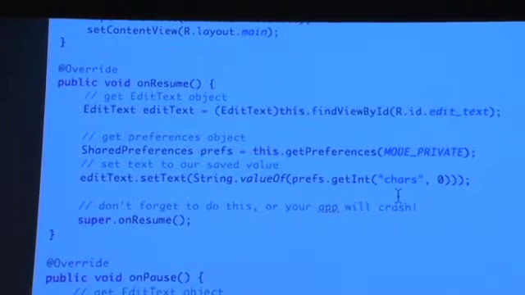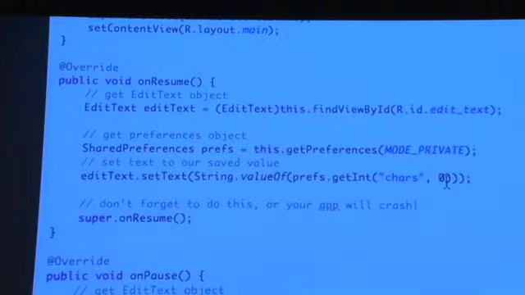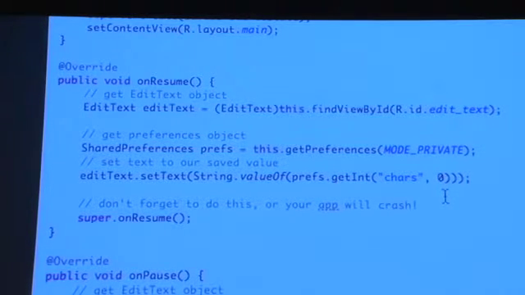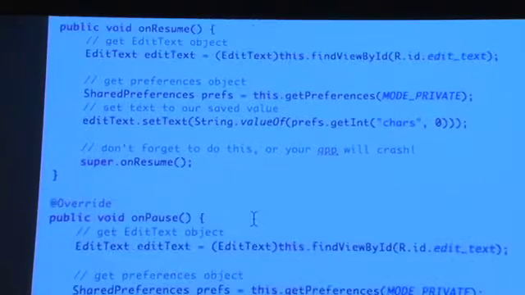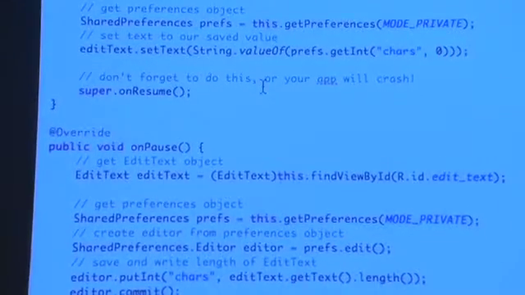So the second argument to get is going to be the value that's returned if this key is null. So if I actually haven't saved something in a key called chars, rather than throwing an error or returning null or something, this method is going to return this second argument. So basically, that's how you would want to implement your error checking there. Then here, make sure you don't forget to call super.onResume.